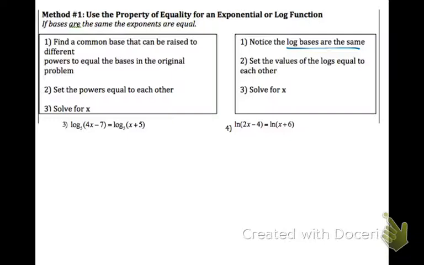So on number 3, we have log base 5 of 4x minus 7 equals log base 5 of x plus 5. Since our log bases are the same and I have one log set equal to another, I can simply set the values equal to each other and then just solve that simple equation. So we get 3x equals 12 or x equals 4.